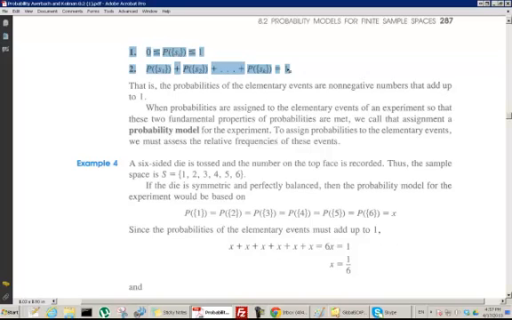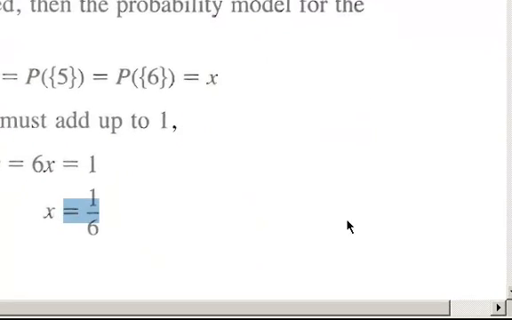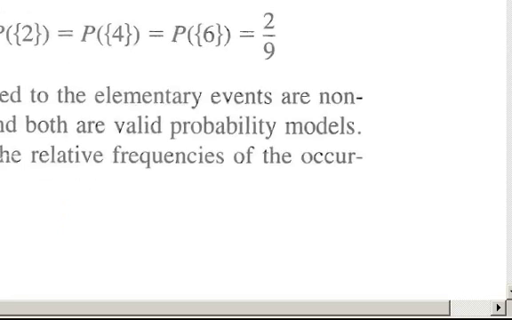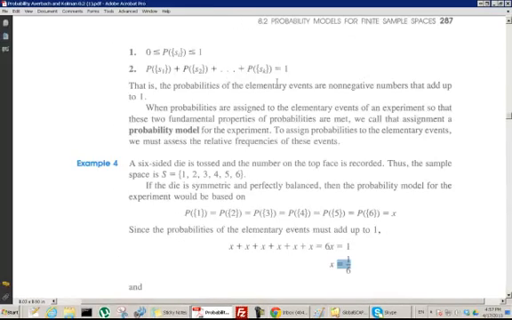Now, which is the correct model for the die that you have in your hand? That's a different question. It might be that this is the correct model, or it might be that this is the correct model, or of course it might be some other correct model. So there are many different possible models, but they all have to satisfy these two conditions.